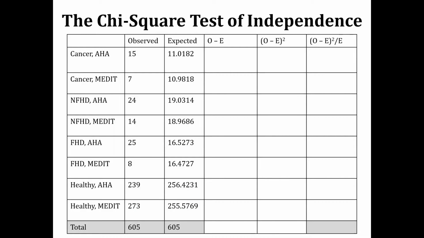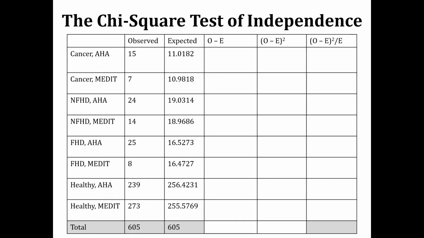So here we are with the calculation of the chi-square value, again with the same table. The observed frequencies and the expected frequencies are given in the first two columns and their total is the same, which is 605 in this case. And all the categories are also given here: cancer AHA, cancer Mediterranean, and so on.